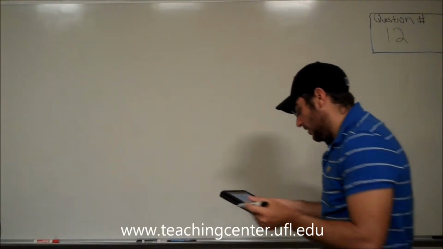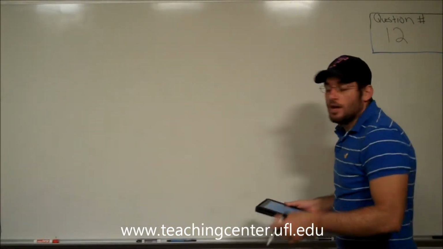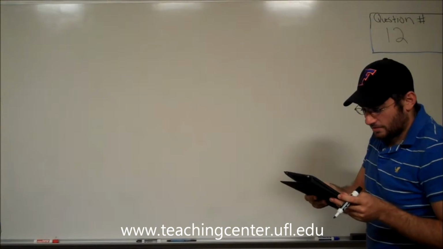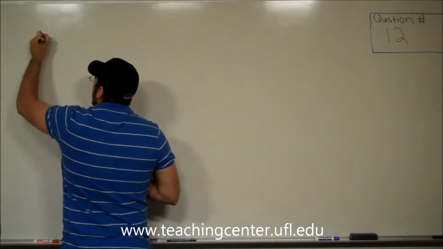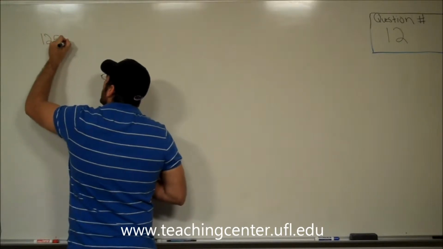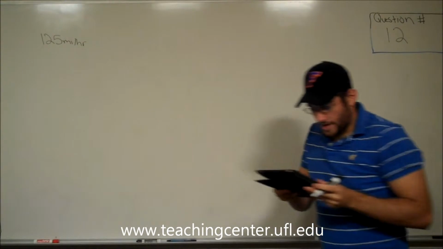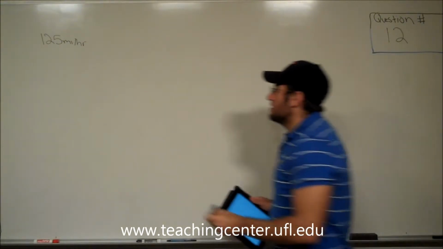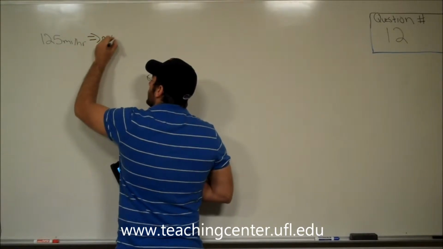Question number 12 basically wants us to capitalize upon dimensional analysis. So it says, cheetahs have been recorded to run at speeds of nearly 125 miles per hour. How fast is this in meters per second? So basically we just want to go from miles per hour to meters per second.